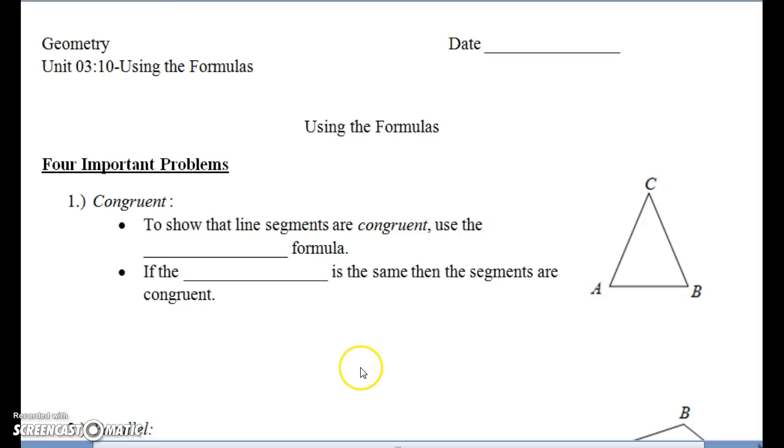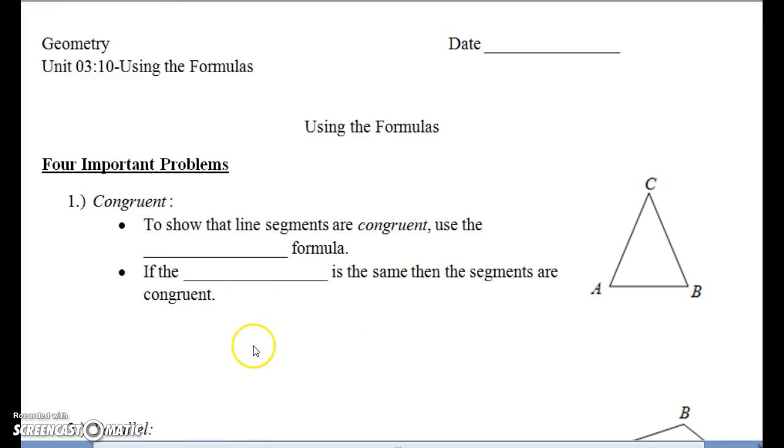This is Geometry, Unit 3, Lesson 10 on using the formulas. We have learned a lot of new formulas for coordinate geometry, and we have to know when and how to apply them. So let's look at some important problems and figure out what formula we need and how we would use it. So our first one is for congruent.